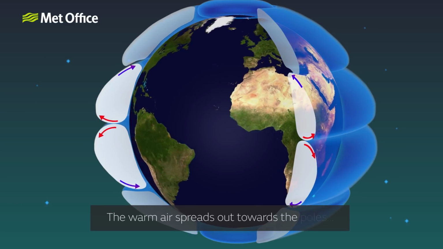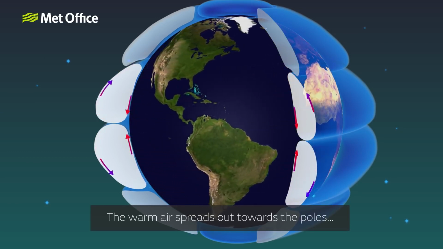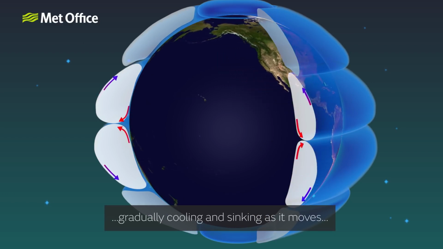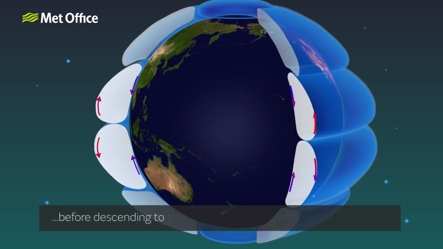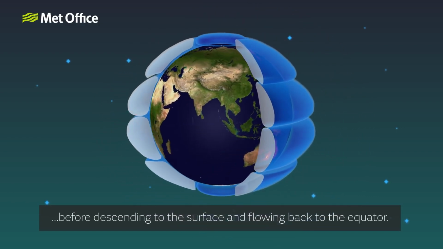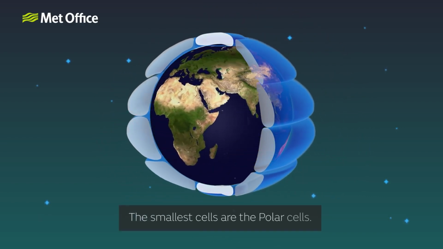The warm air spreads out towards the poles, gradually cooling and sinking as it moves, before descending to the surface and flowing back to the equator. The smallest cells are the polar cells.